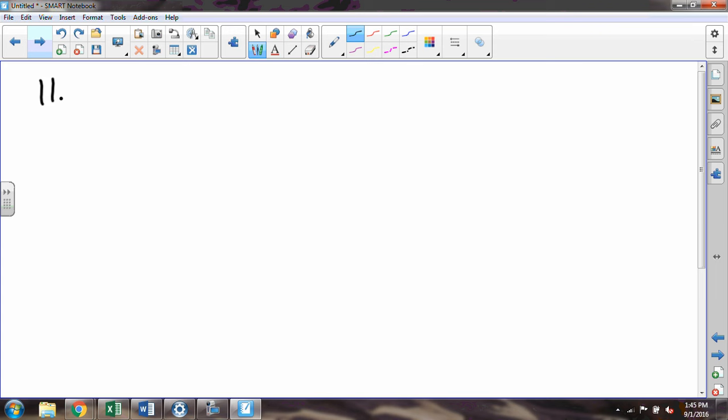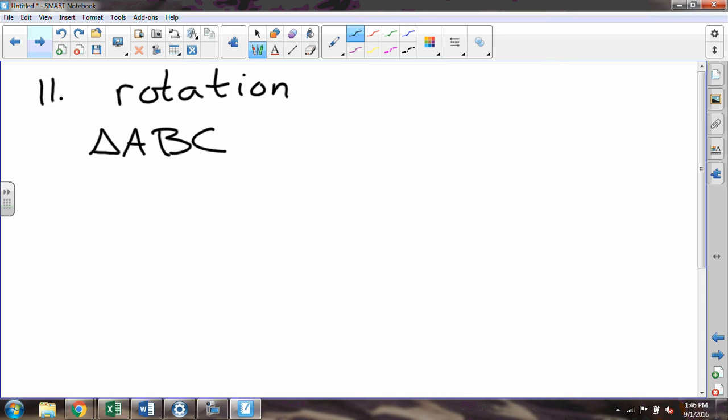Question number 11 is fairly straightforward. What kind of transformation is that? Visually, we can see it's a rotation. Describe that with arrow notation. ABC got moved to A prime, B prime, C prime. We're using the prime and arrow notation to describe how they got moved.